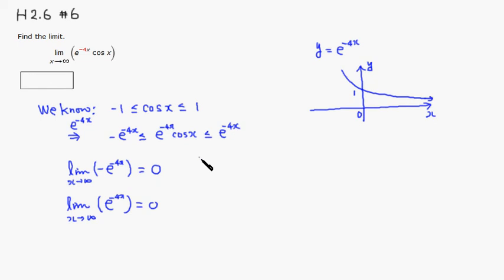Therefore, by the squeeze theorem, we can conclude that since the smallest guy and the largest guy both converge to 0, the middle guy has to go to the same place. Therefore, the limit of e to the -4x cosine of x will still go to 0. So the answer is 0 right there.